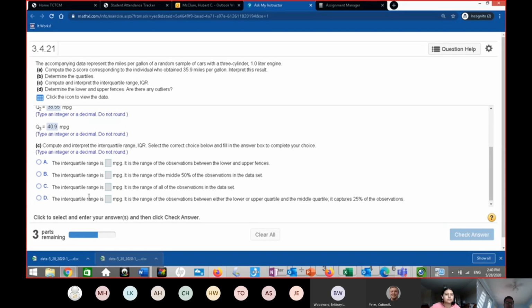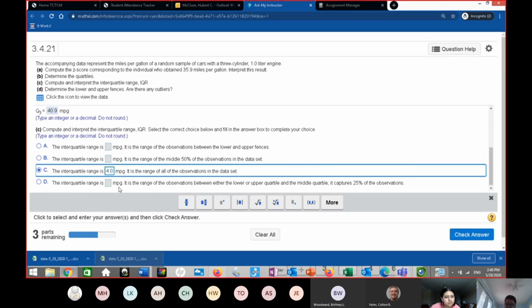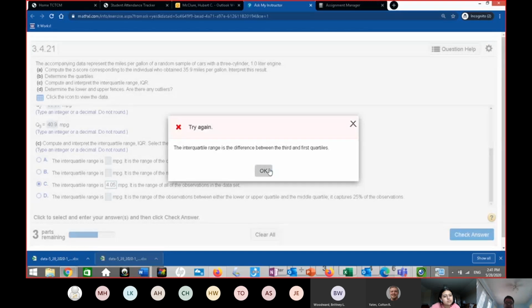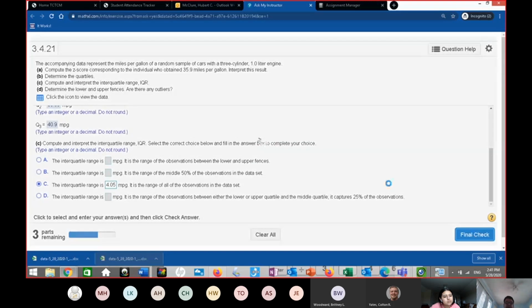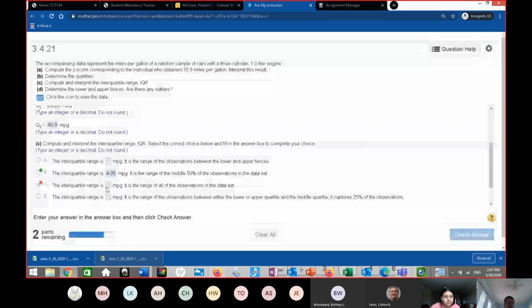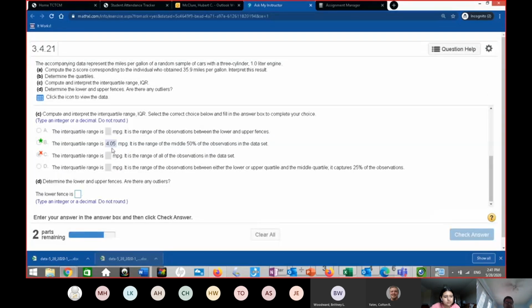I don't know which one it is. I'm just going to pick one and put 4.05. I'm in a hurry. Of course, I didn't pick the right one. Check. All right, write down B. That's a generic. All you're going to have to do is just pick B that says 50%. Pick B and put the interquartile range in there.